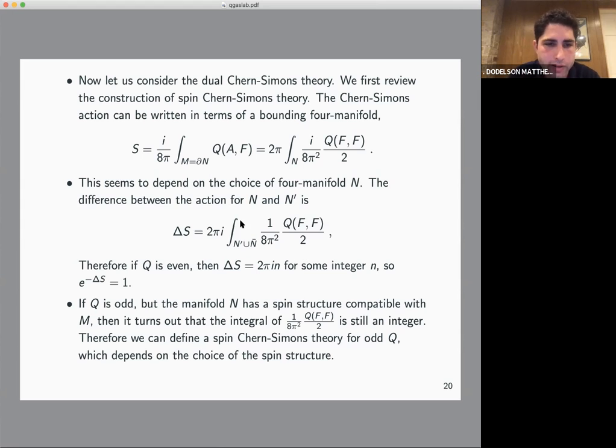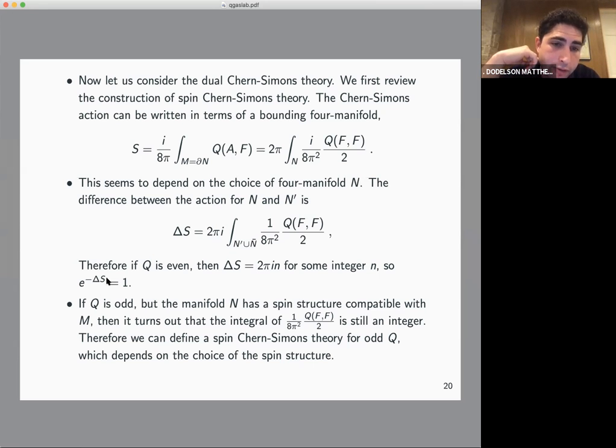And so that's equal to this delta S. So therefore, if Q is even, you can show that the delta S is equal to 2 pi i times some integer. And so e to the minus delta S equals 1. And so what this means is that it's independent of the choice of N, because the path integral just involves e to the minus delta S.